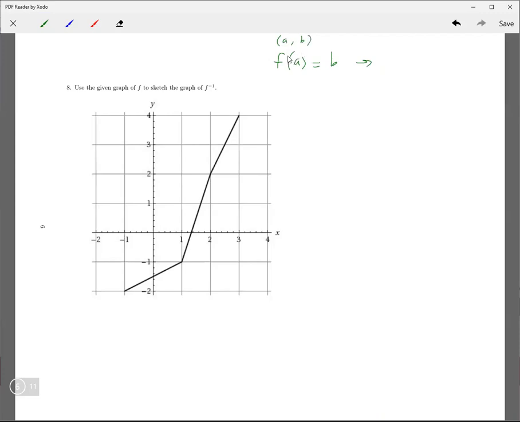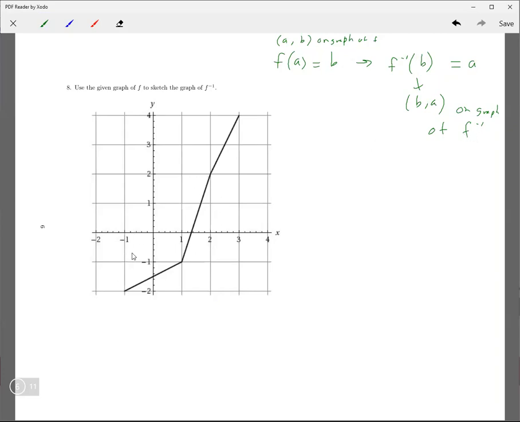a comma b. If that point's on your graph, that means that on this graph, because this is the graph of y equals f of x, right? If a point a, b is on the graph, it's because f of a equals b. But that means that if we apply f inverse to b, you're going to get a back. So that means that b comma a is going to be on the graph of f inverse. So if a, b is on the graph of f, then b, a is on the graph of f inverse.